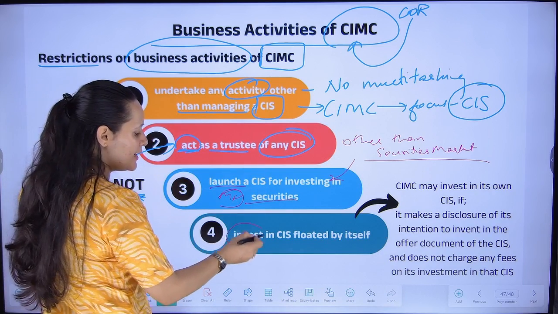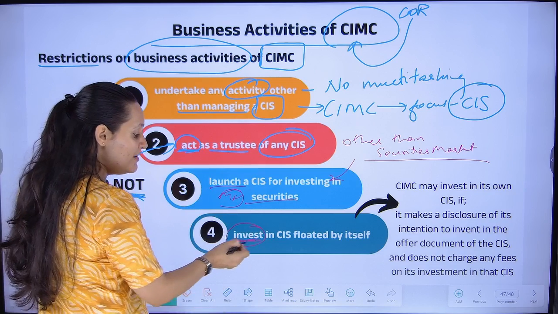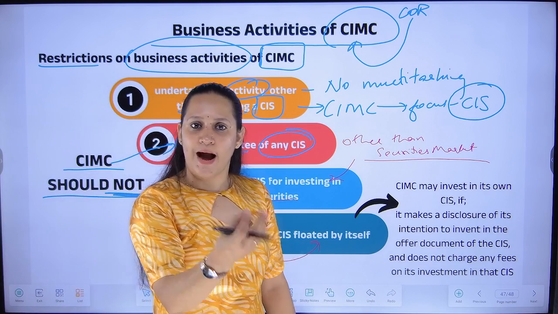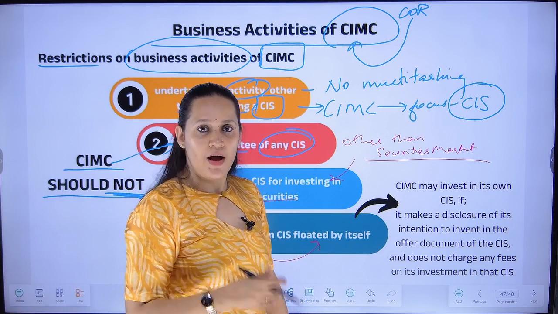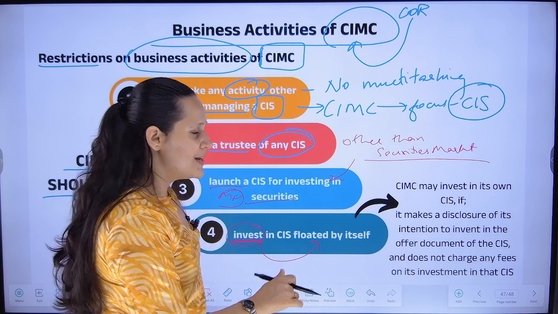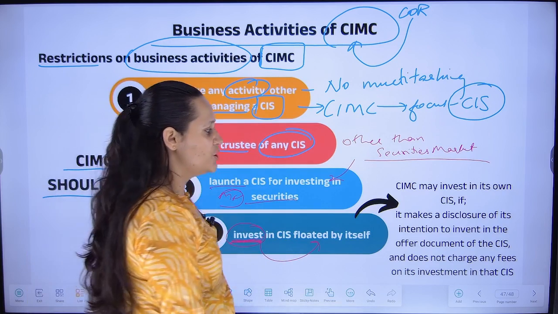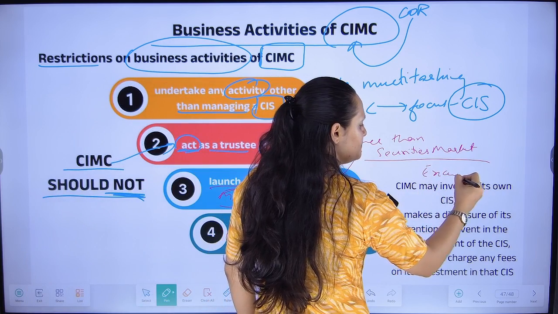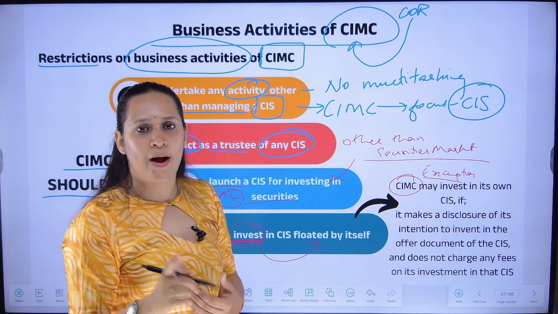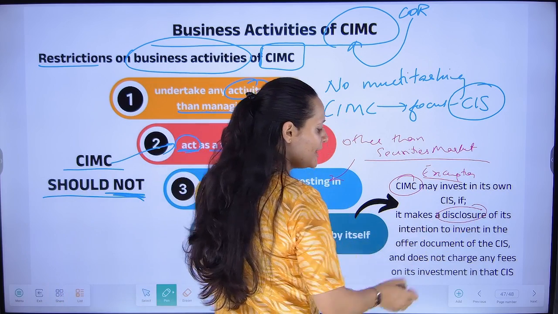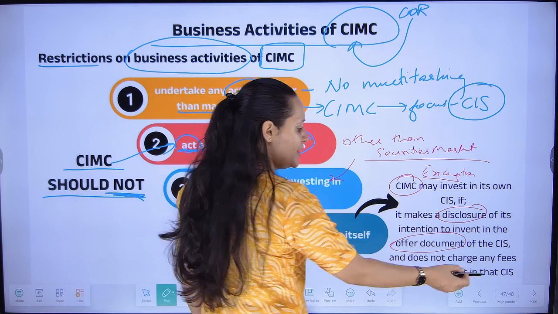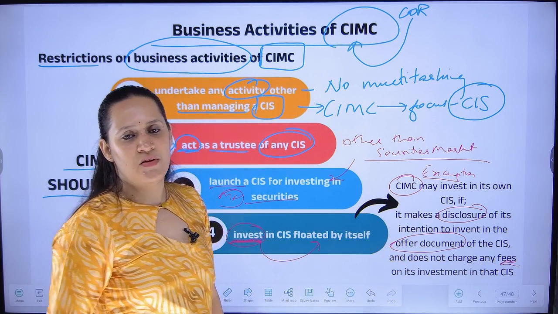Last one, a collective investment management company cannot invest its money in the scheme that is floated by itself. I have launched a scheme. I cannot contribute to that particular scheme itself. I cannot make an investment in my own scheme. That is not permitted. But in that case, they have given an exceptional situation where they say that a collective investment management company can invest in its own scheme, provided it is going to make a disclosure in the offer document when it is going to launch the scheme, and it should not charge any fees for such investment by the collective investment scheme.